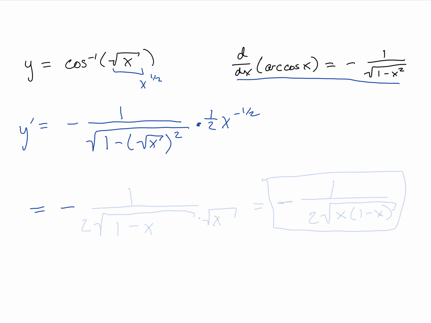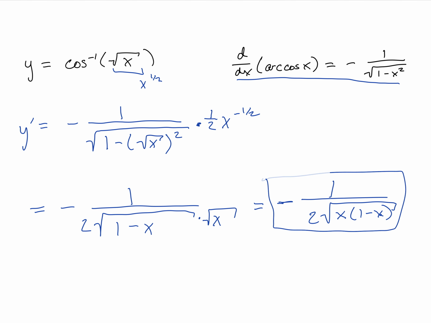This is negative 1 over the square root of 1 minus square root of x squared, which is just x. And then it's also multiplied by 1/2, so we could put that 2 in the denominator here. And then we've got x to the negative 1/2. That's the same thing as a square root of x on the bottom. And we could leave it like that, or we could write it as negative 1 over 2 times the square root of x times 1 over x. We could put that both inside the same square root. And that is our derivative.